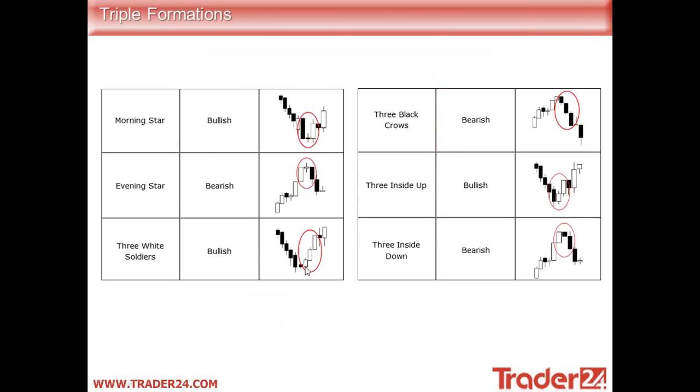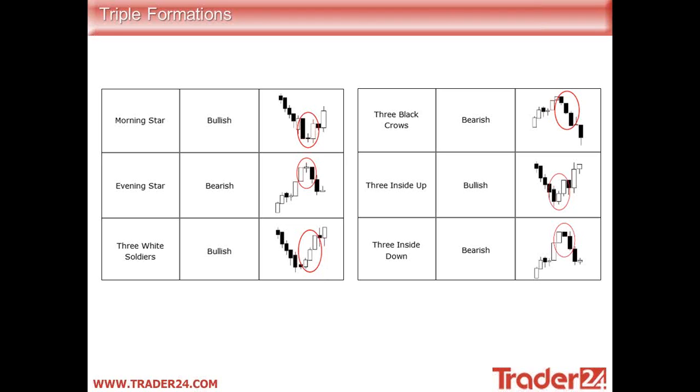All right, so 3 white soldiers, I quite like this one. Basically what you'll see is 3 nice big long white candles being formed. That really gives me confidence that the bulls are really in the market, and I'm quite happy to go in and buy. Same story with the 3 black crows. If I see 3 big black formations coming along like this, then I'm quite happy to sell there.